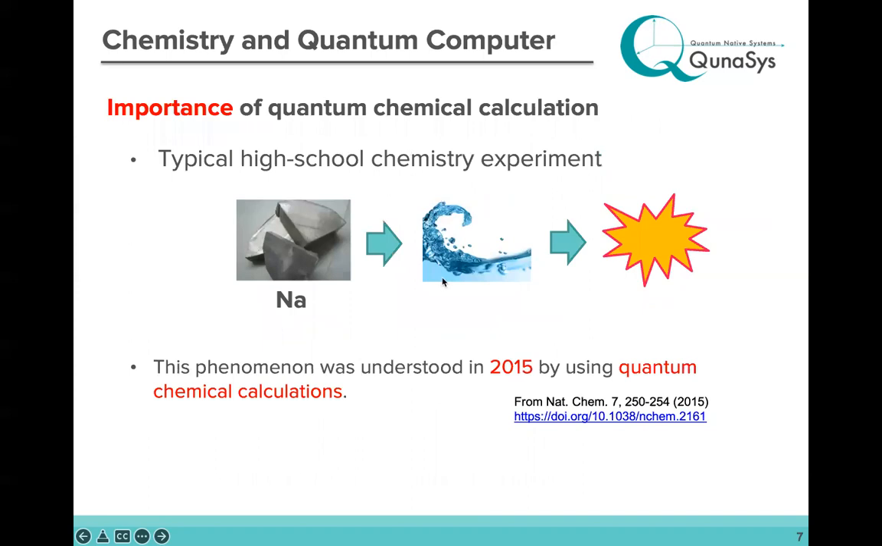Let's see one example to see the importance of quantum chemical calculations. This is a typical high school chemistry experiment. Maybe as you already know, when a lump of sodium is dropped into water, like this, an explosive chemical reaction occurs. This is a famous reaction, but surprisingly, this phenomenon was understood in 2015 by using quantum chemical calculations in this paper. So this is one example of the importance of quantum simulation, computer simulation of quantum chemistry.